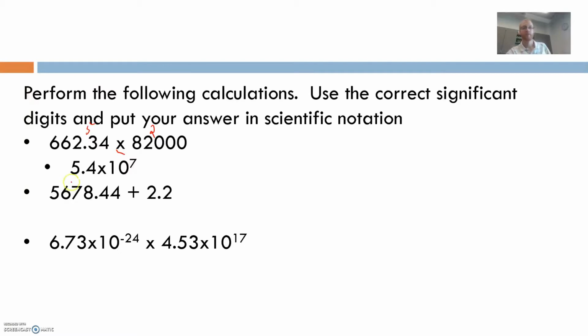Next one. 5,678.44 plus 2.2. You're adding, so you need to use your addition rule. Your addition rule says that you're going to keep the least number of decimal places, or the place of the last significant digit. So you're going to answer this to the 10th place, because that's tenths, and this one has hundredths. So you're going to get 5.6806 times 10 to the 3rd. But wait a minute, that's not the 10th place. Ah, but it is.